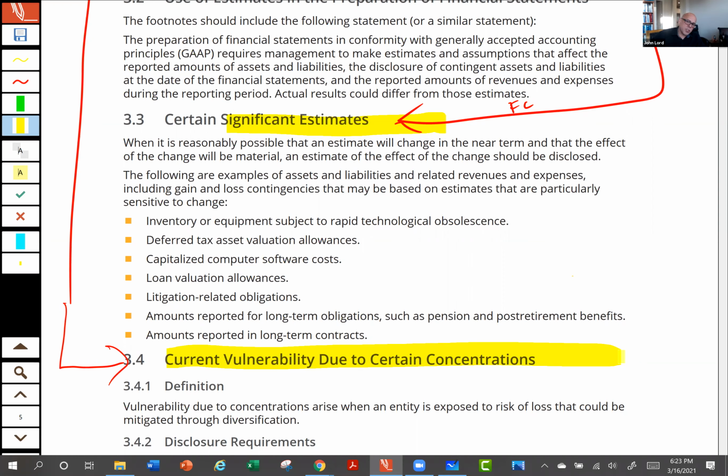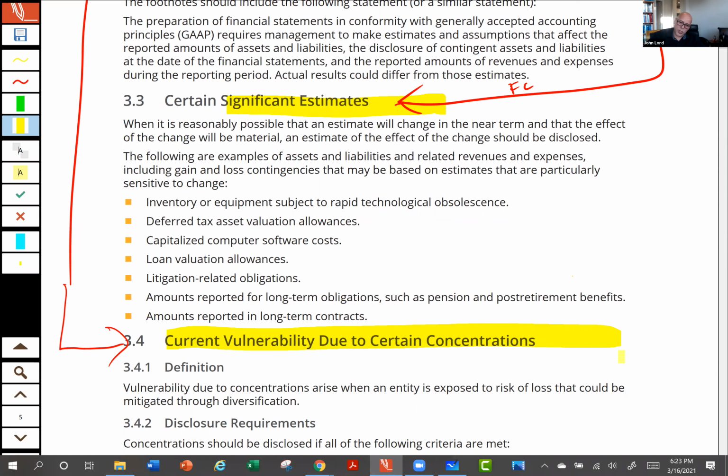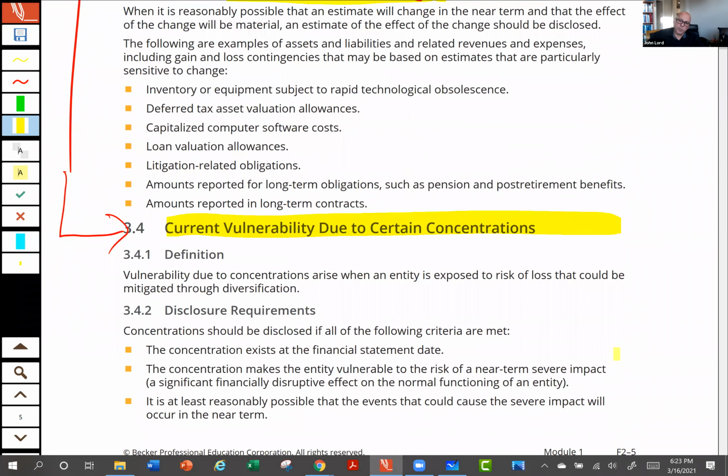And if there should be some sort of unrest in that part of the country, some sort of war or something like that that emerges, then that would be a concentration risk that I would have to disclose. Now, what constitutes a concentration risk?